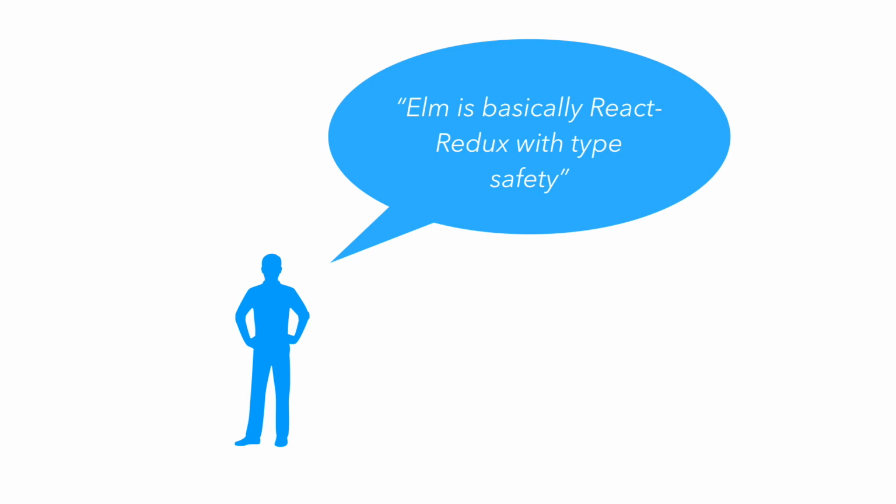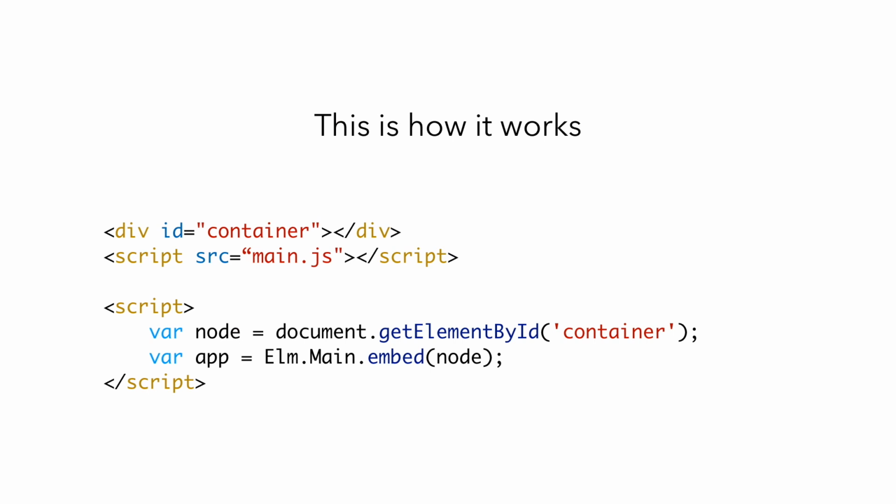So let's look at how it works. Your Elm program would compile down to a JavaScript file. So you would just include that JavaScript file in your HTML with a script tag. And then you would say to Elm, hey Elm, please render my main app into this node.